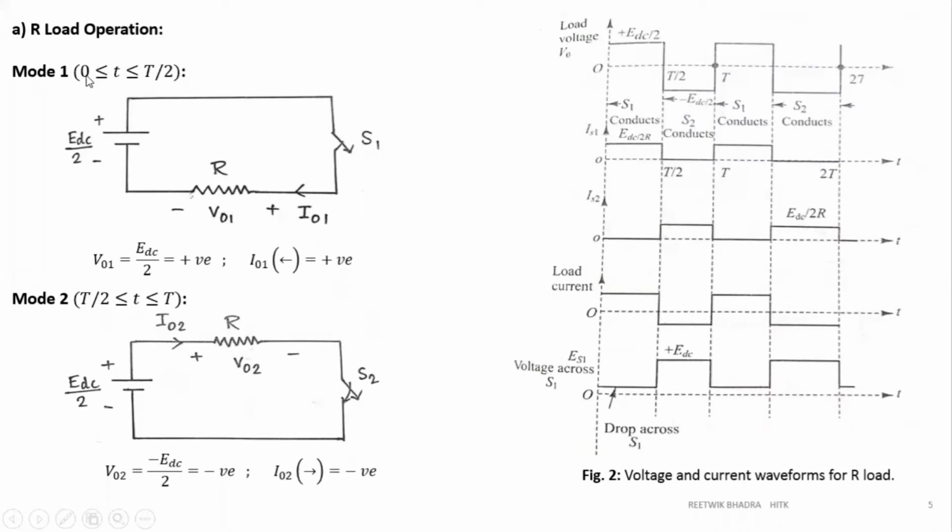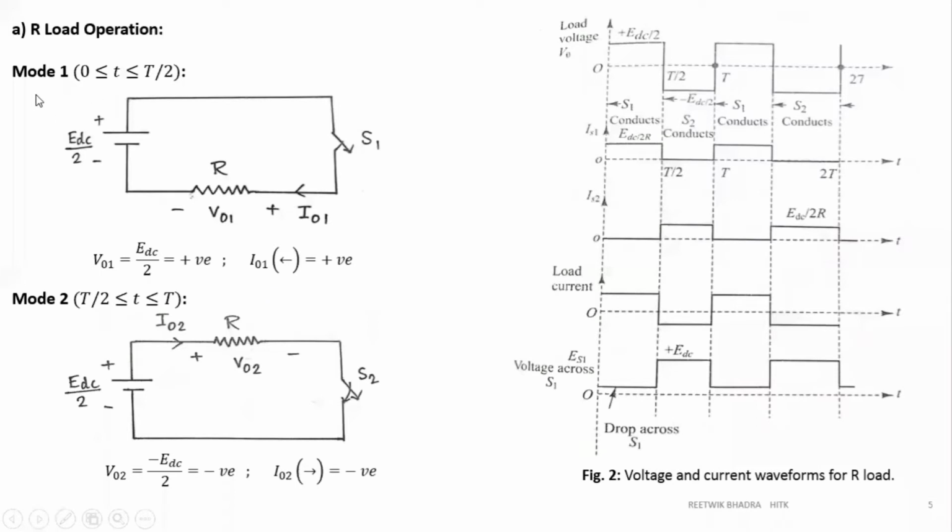No need to think about positive. Think that one half cycle is this one: 0 ≤ t ≤ T/2. And the other half will obviously be T/2 to T, because both are equal. So 0 to T/2, and this is T/2 to T.